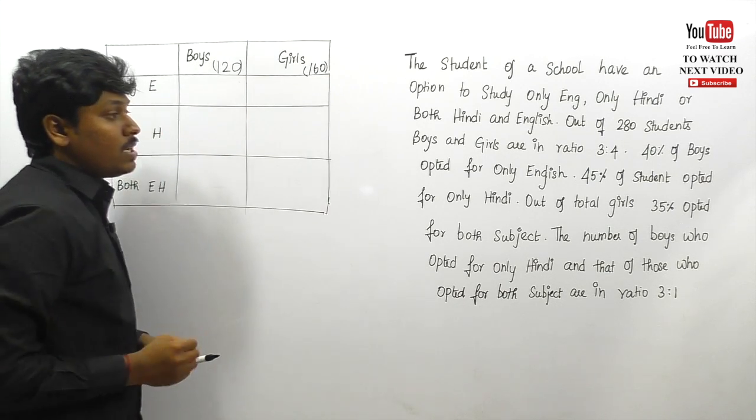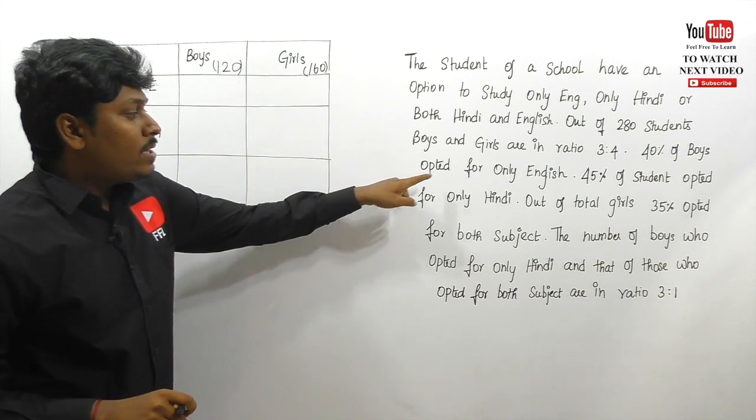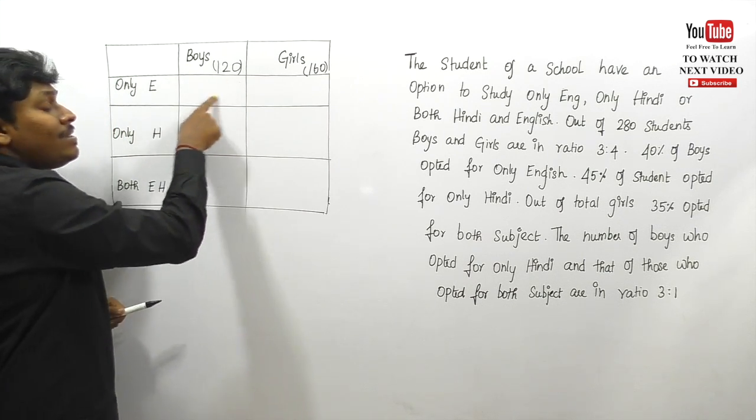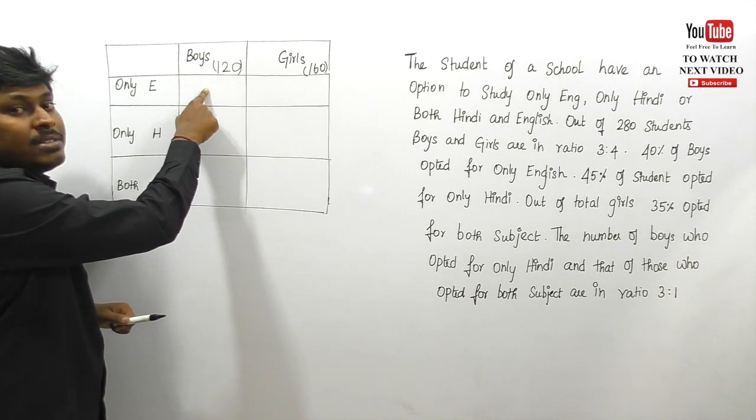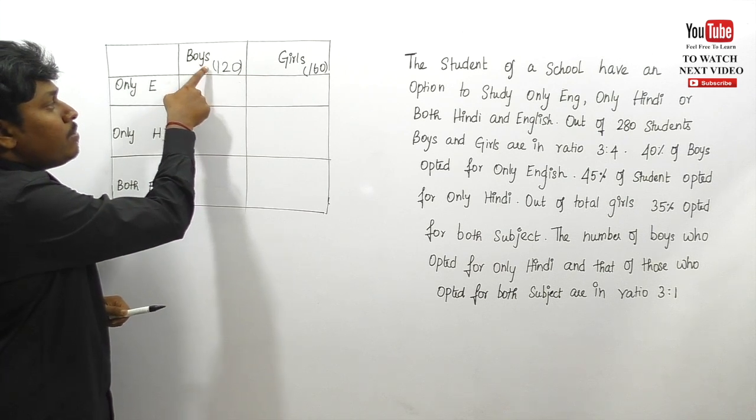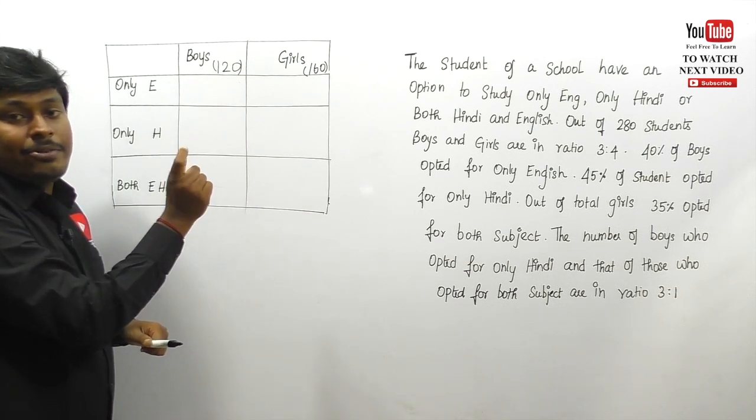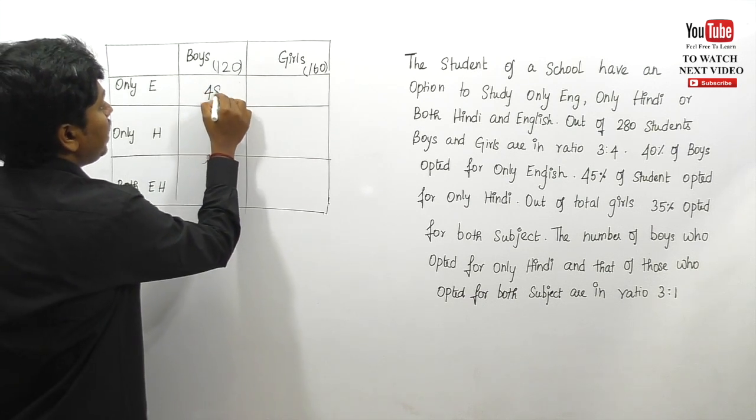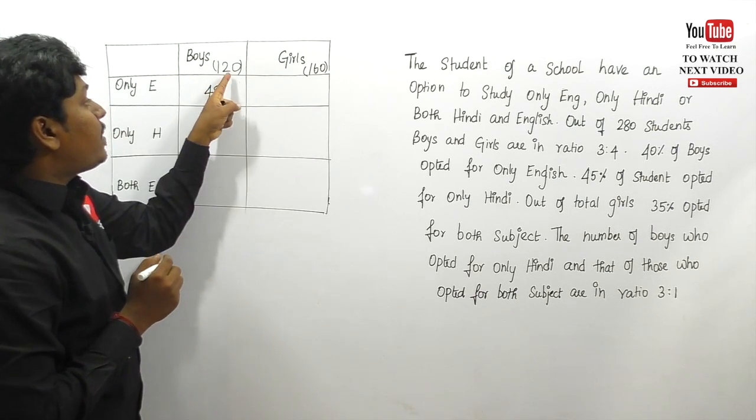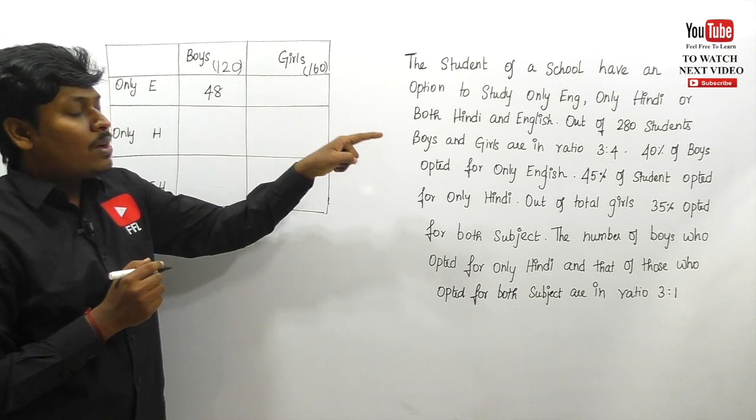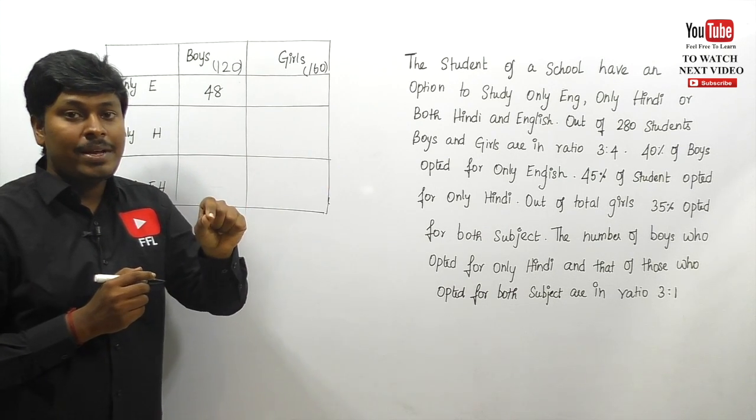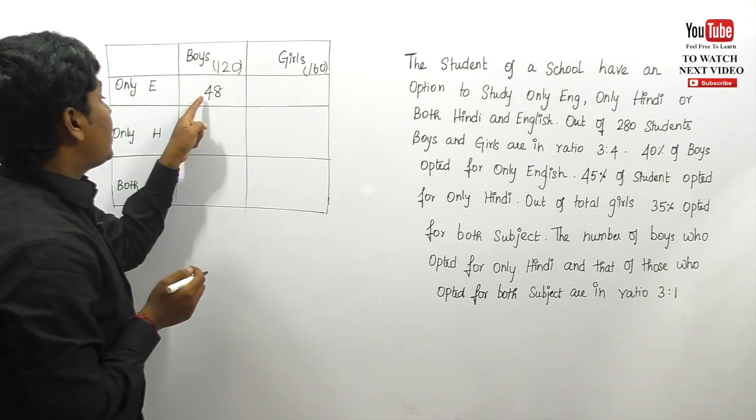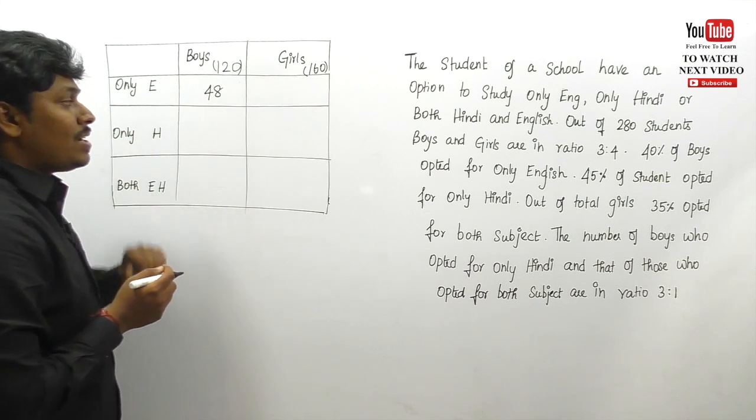Okay. First point, friends. 40% of boys opted for only English. So friends, we know that boys only English will be this region. They are saying that 40% of boys. Friends, 120 will be boys. What is 10% of 120? It will be 12. So we need to find 40%. So listen carefully. 10% will be 12, but we need to find 40%, so 12 into 4 will be 48. So we have found that for only English, the boys are 48.